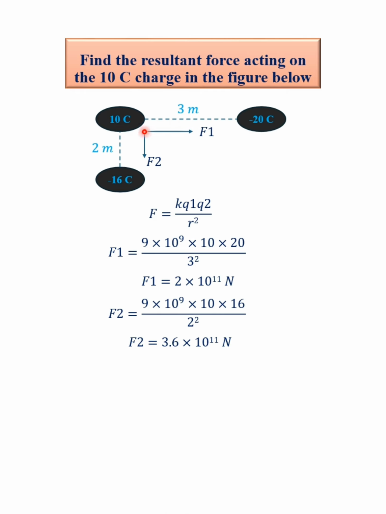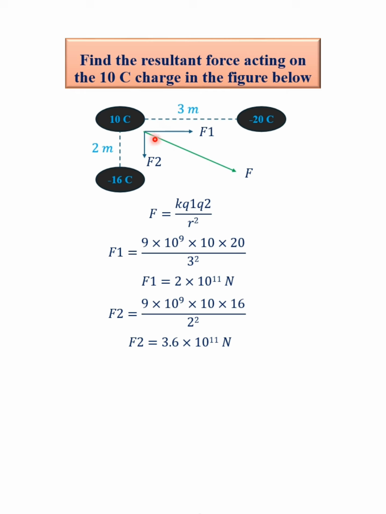These forces are acting on the charge of 10 coulomb, but the charge of 10 coulomb will not be confused on whether to go to the right or to go downward. Definitely it will move in a single direction. That single direction that represents the effect of F1 and F2 is what we call the resultant force. That's what we are looking for. So let's call that force F.